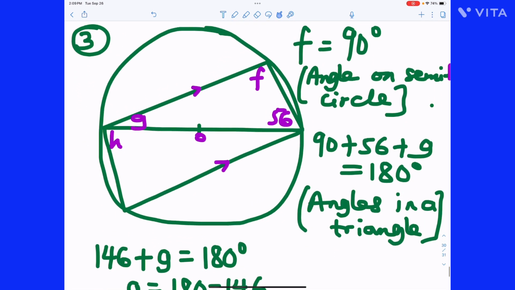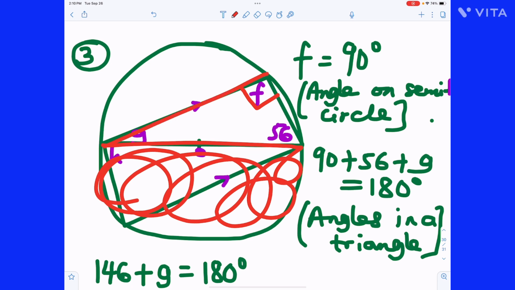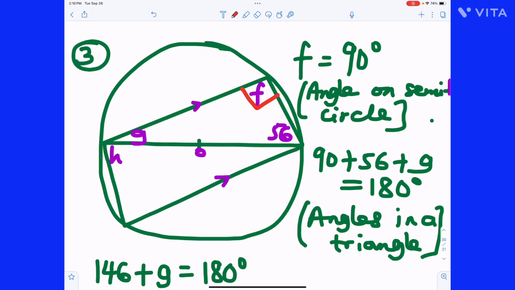In question 3, we have to find F, G, and H. This is a simple question. F is straightforward to find because F is formed on a semicircle. This is a diameter, so that means this is a semicircle. F is sitting on that semicircle. That means F is equal to 90 degrees. Angle on a semicircle. Now consider the triangle containing this 90, this 56, and G.